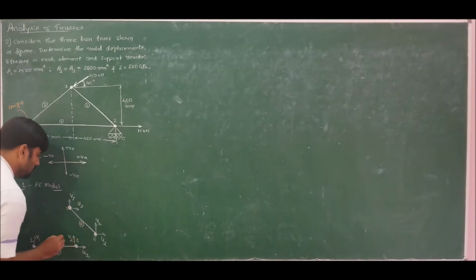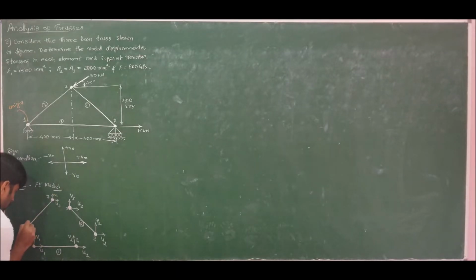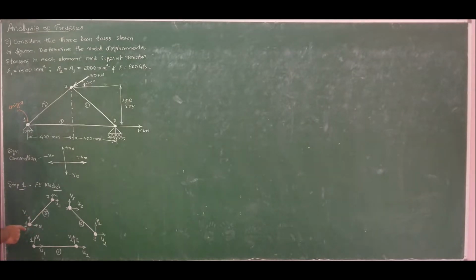This is element 2. And element 3 is like this. So this is node number 3, where you have u3 and v3, and this is node number 1, with u1 and v1, and we have element number 3. So among 1 and 3, 1 is least and 3 is the next higher number. Therefore, this is the initial node and this is the final node.